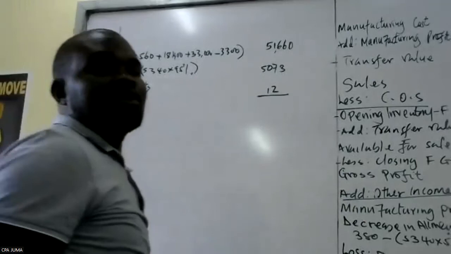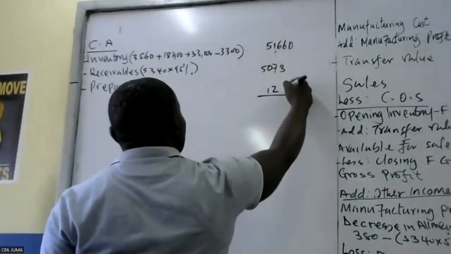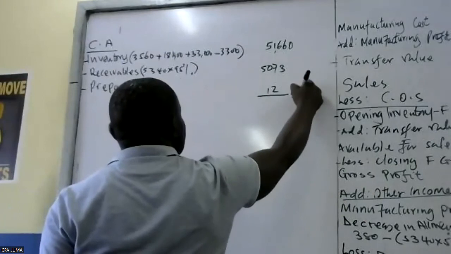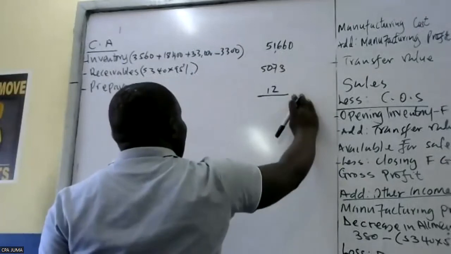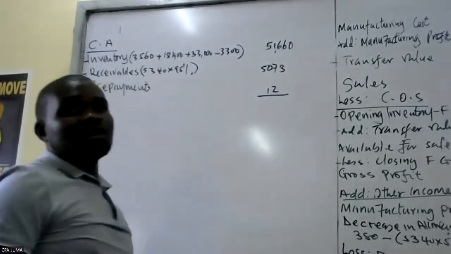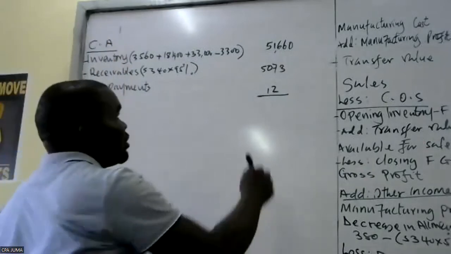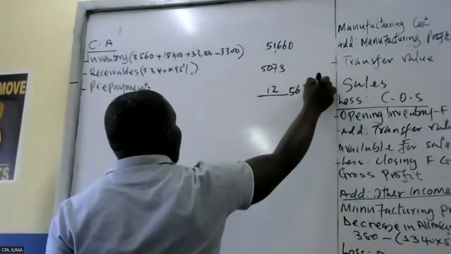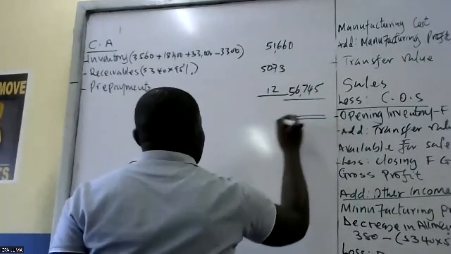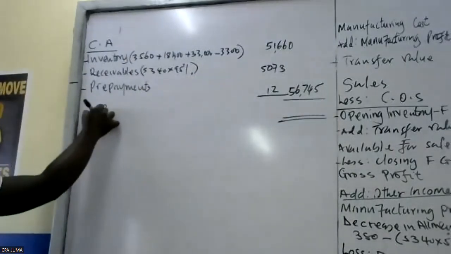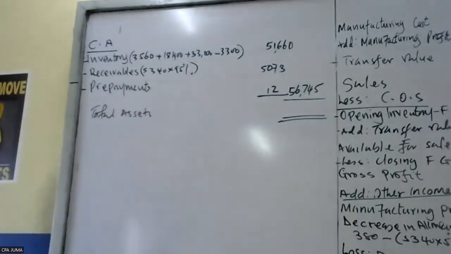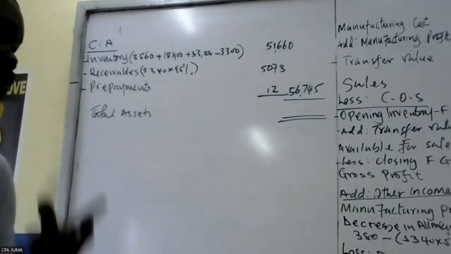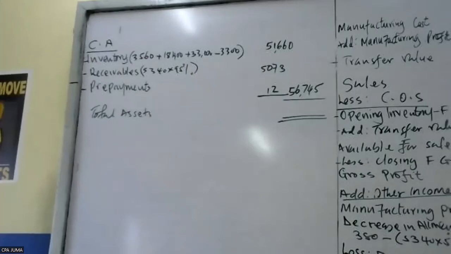Current assets? 56. This one, this is the 3. 56,745. So total assets. Total assets will be how much? Add the 2. Add plus 41,940, whatever. Okay.